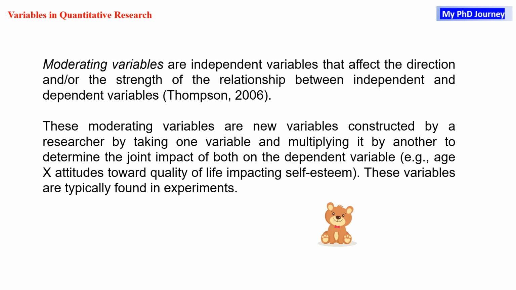Moderating variables are independent variables that affect the direction and/or the strength of the relationship between independent and dependent variables (Thompson, 2006). These moderating variables are new variables constructed by a researcher by taking one variable and multiplying it by another to determine the joint impact of both on the dependent variable, e.g., age x attitudes toward quality of life impacting self-esteem. These variables are typically found in experiments.